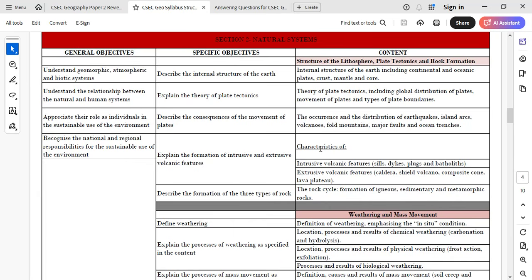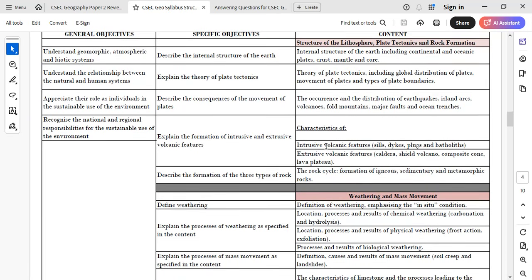Understanding the rock cycle and the different types of rocks and how you can get from one type of rock to the next type of rock. It's all part of that section. In terms of across the board, your definitions, if you're asked to define weathering, in situ must be part of it. Understanding that under physical weathering, you must know frost action, also known as freeze-thaw, and also exfoliation, also known as temperature change, also known as onion peeling.